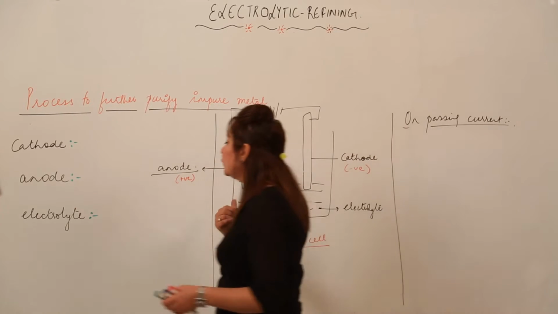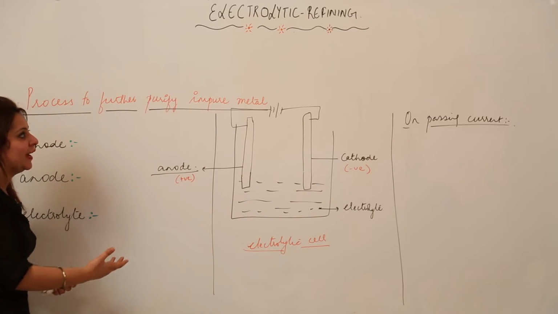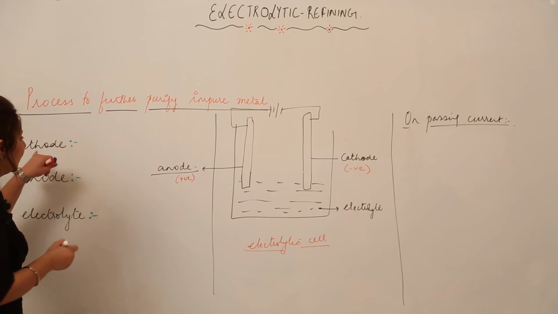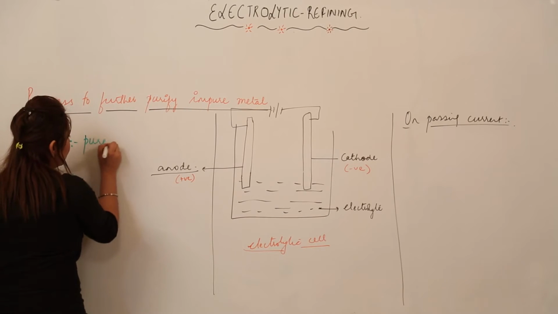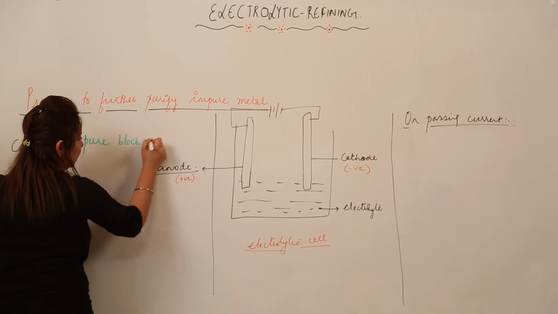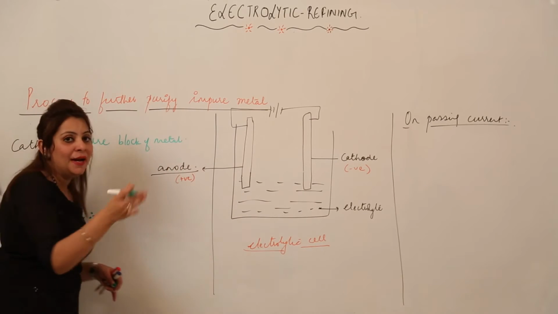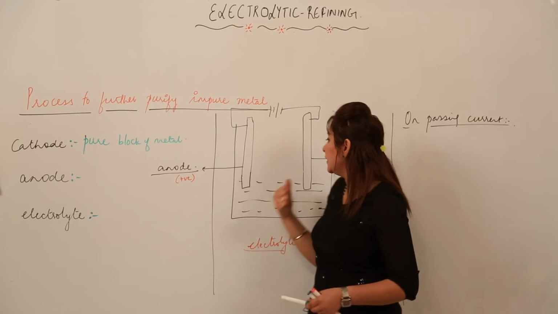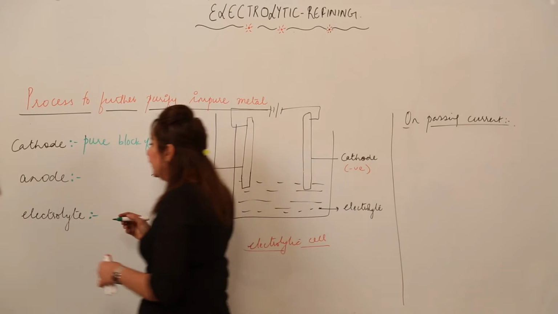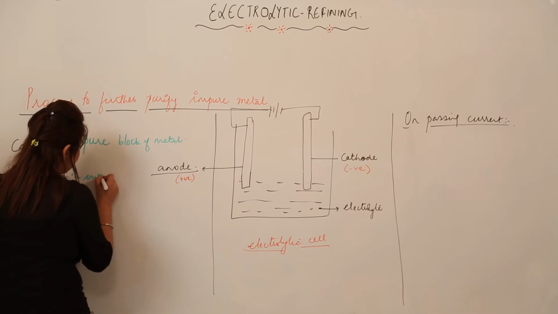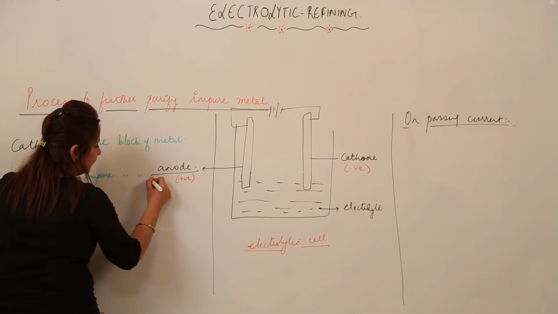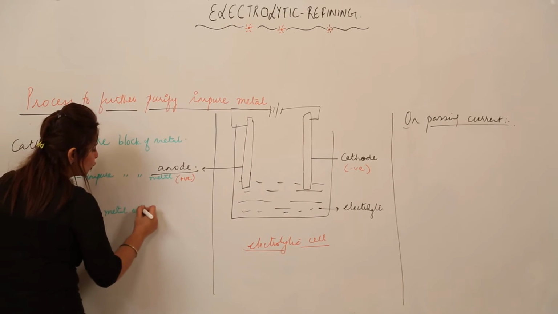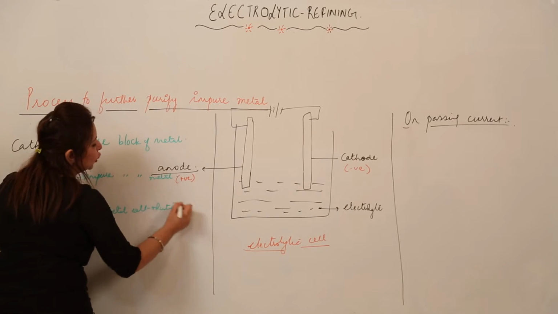So see, in this figure, in this process electrolytic refining, what we are going to take is cathode, anode and this electrolyte. So the cathode is made up of a pure block of metal. That means the metal which we need to purify, a pure block of that metal is made the cathode, and the anode is the impure block of that metal, and the electrolyte is that metal salt solution, any metal salt solution.